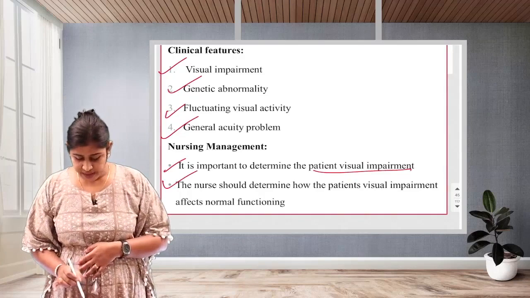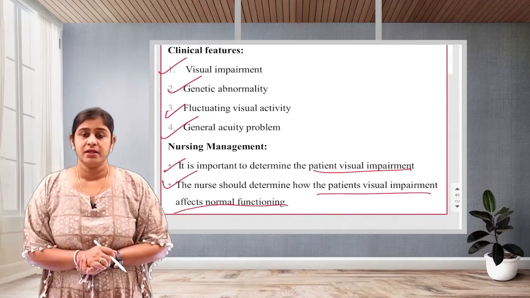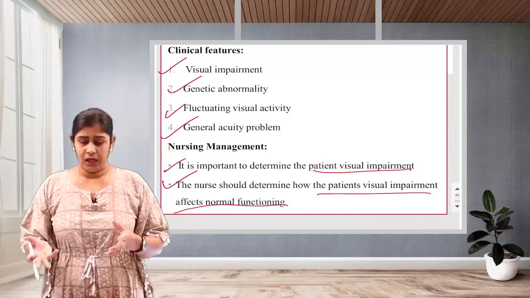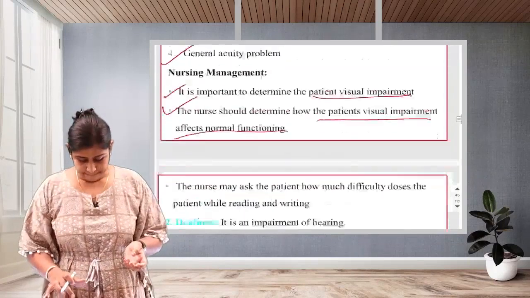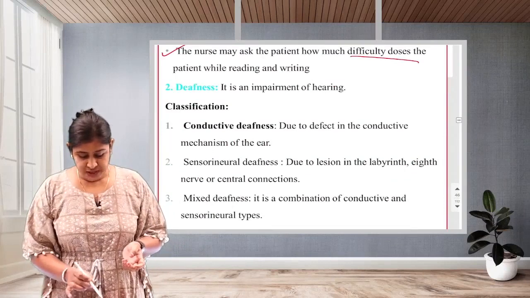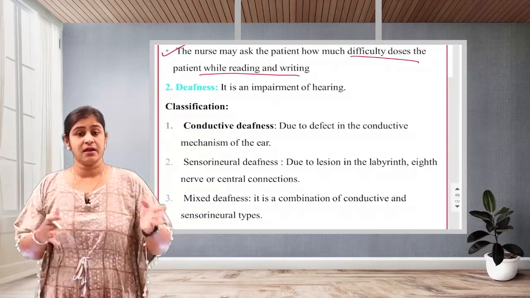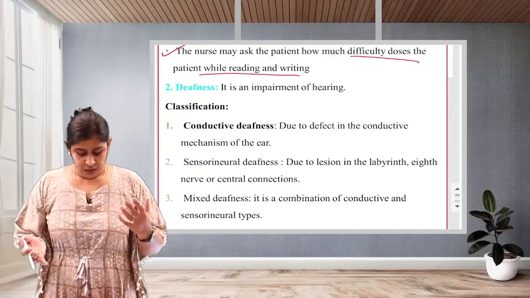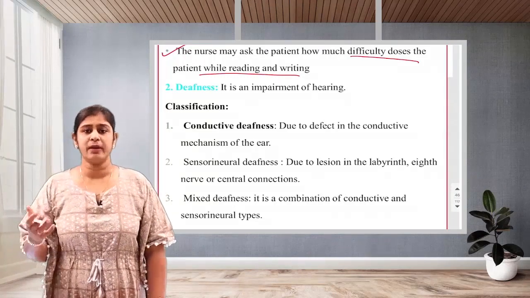Second, the nurse should determine how the patient's visual impairment affects normal functioning. The nurse may ask the patient how much difficulty the patient is facing while reading and writing. So this was all related to blindness.